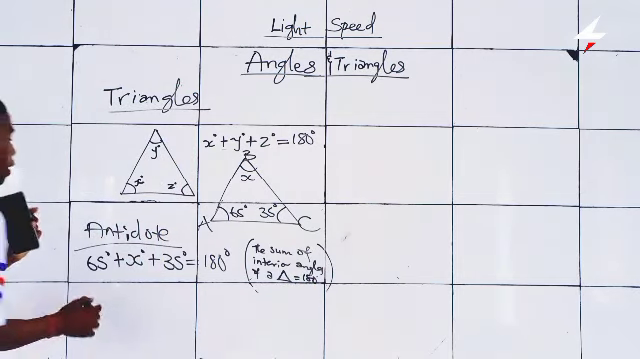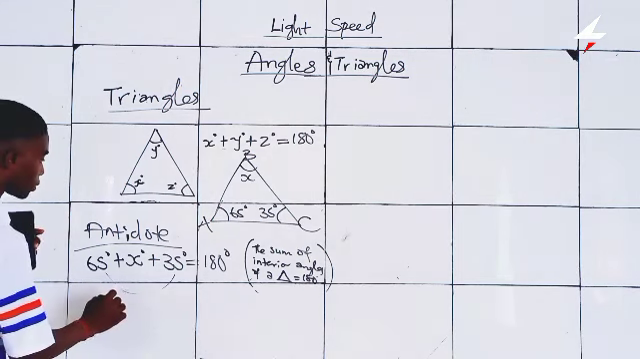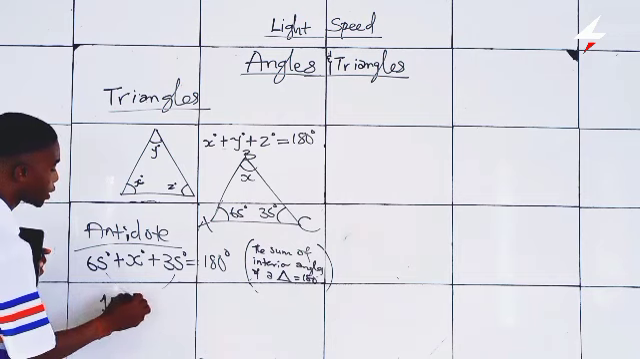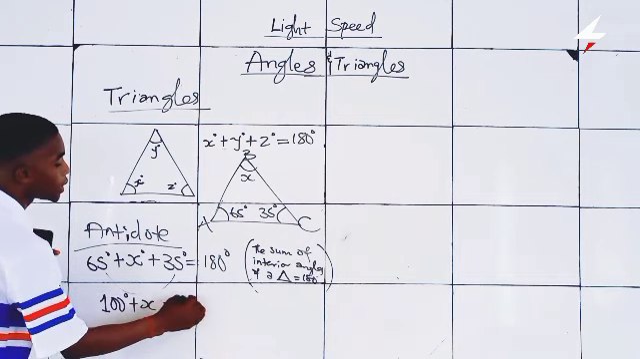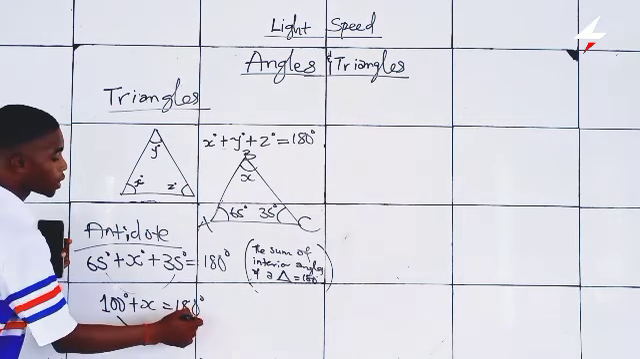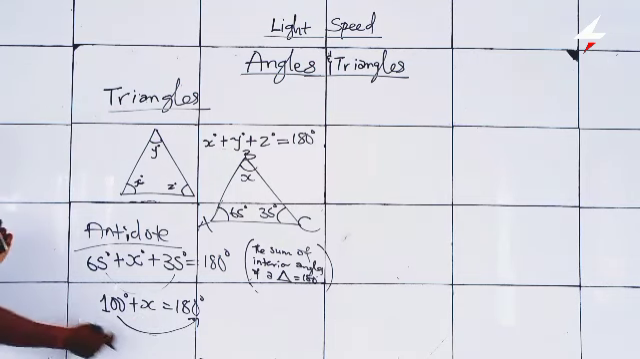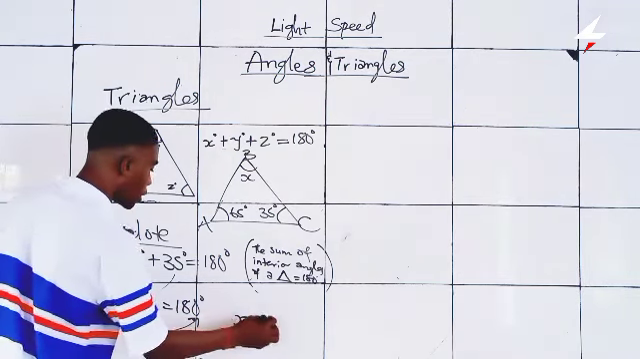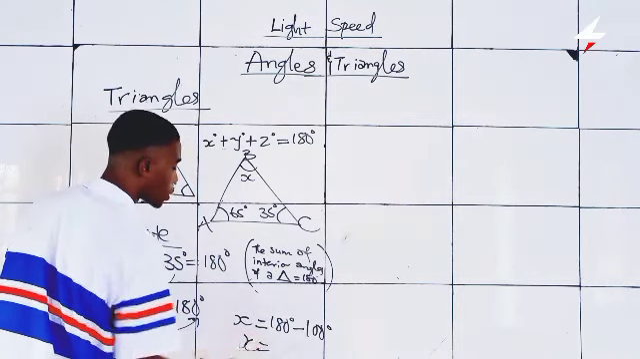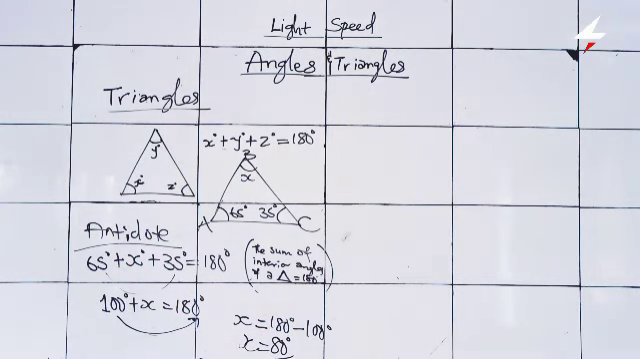You see that very fast? All right, so 65 plus 35 should give us 100. I'm sure, yeah, that's 100. So we have 100 degrees plus X equals 180 degrees. So let's see that real fast. We take 100 to the other side, like a big smile. Then our positive will change to negative. So X will be equal to 180 degrees minus 100 degrees. So X will give us 80 degrees. You see that real fast? So that's quite simple.